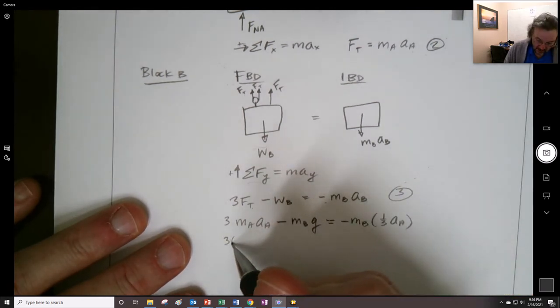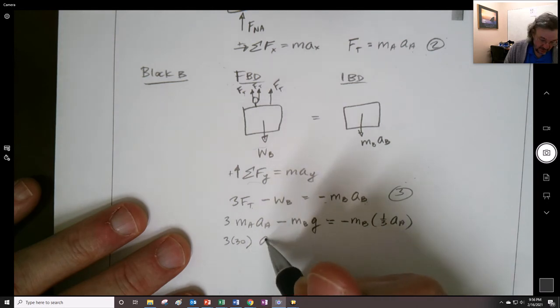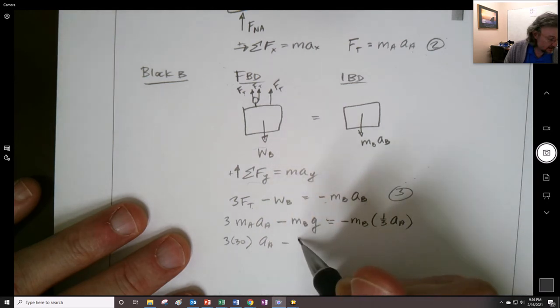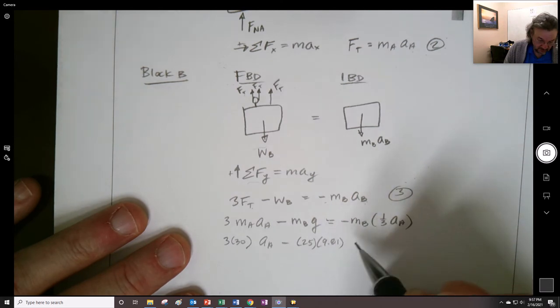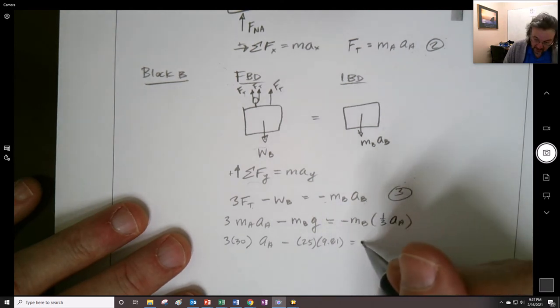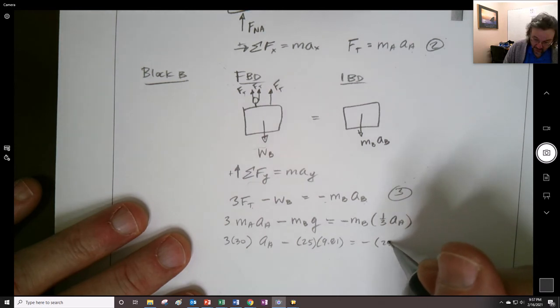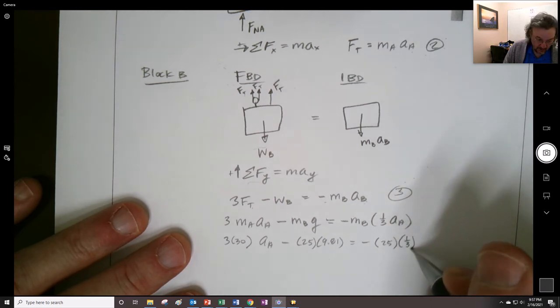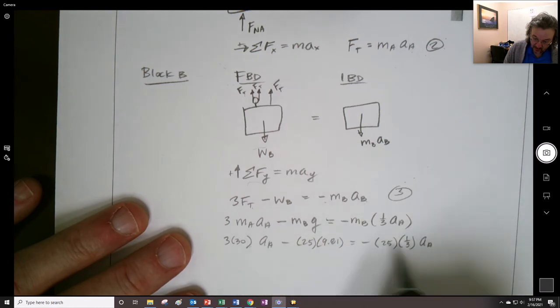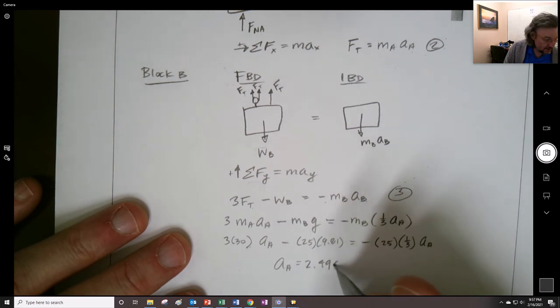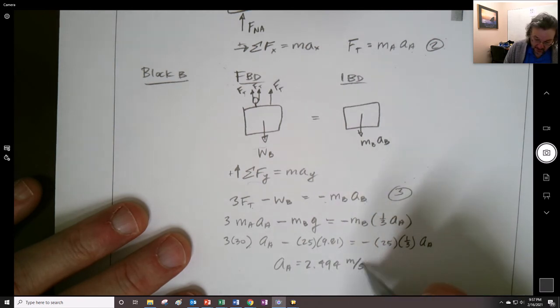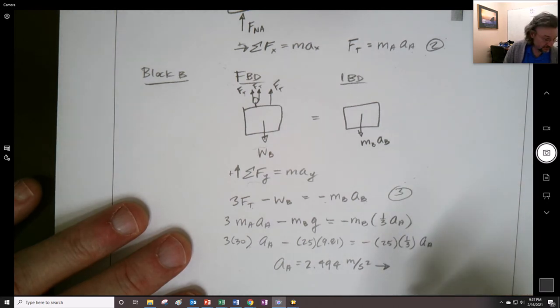So 3 times 30 times Aa minus 25 times 9.81 is going to be equal to minus 25 times 1/3 Aa. We can solve for the acceleration. And it ends up being 2.494, and these are meters per second squared. And so it's coming up this way right there.